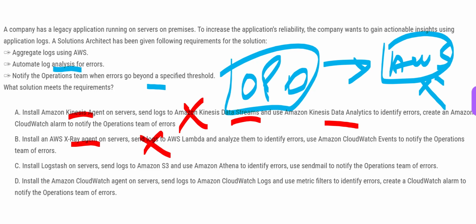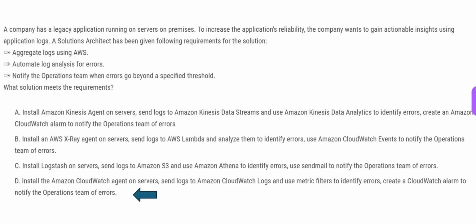So always remember, if you are going to send emails, it has to have an option of SNS or CloudWatch logs. So both have this option. In this case, send email is being used. This is not required. Logstash, anyways, is not an AWS service. You have to use something which is for AWS. So option D is correct.